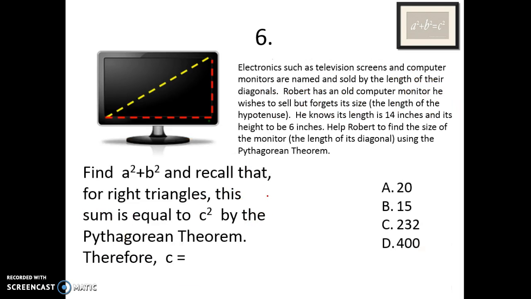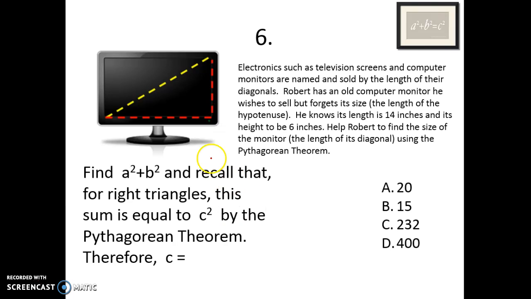One last question. Electronics, like television screens and computer monitors, are named and sold by their diagonals. Heard that, I'm sure. But Robert has an old computer monitor that he wants to sell, but he can't remember what size it is. But he does know the length is 14.